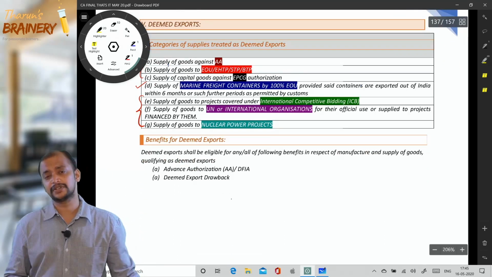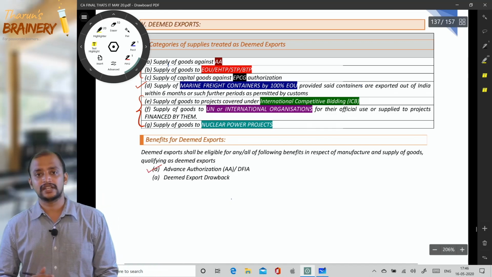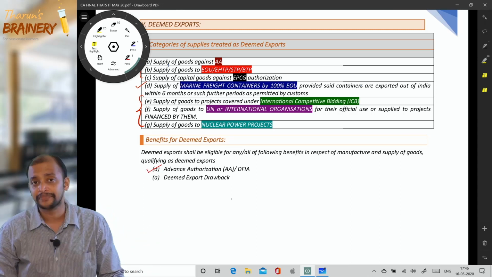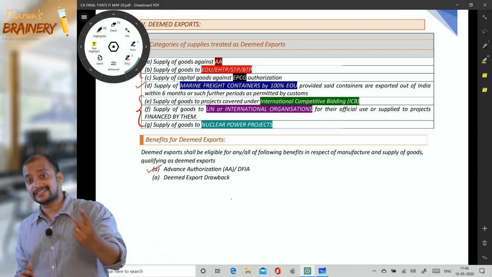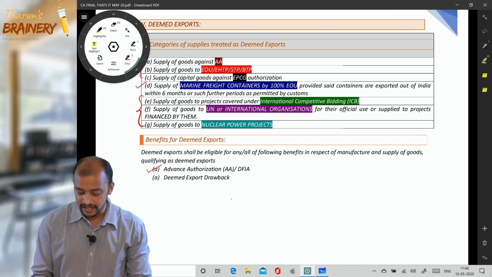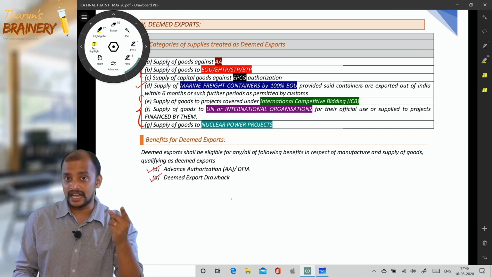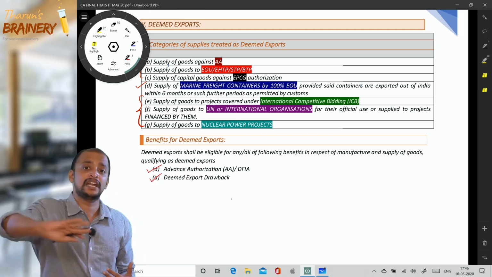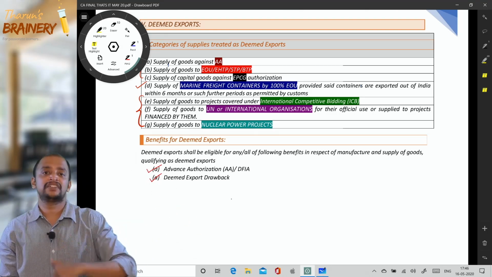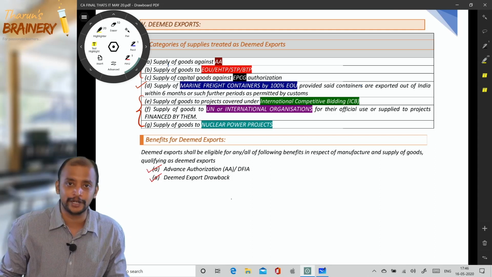What is the benefit in case of deemed export? 2 benefits here. Advance authorization and duty-free import authorization means I am making a deemed export, I can import the material without payment of customs duty. Or I can pay customs duty. When I make a deemed export, I will get a refund of that customs duty paid, that is deemed export drawback. One is duty exemption, another one is duty remission. First, advance authorization: I can import without payment of customs duty and I can give it to the deemed exports, that is, I can supply. Or second, I can pay customs duty on import, and when I am making deemed exports, I will get deemed export drawback, which means a refund of customs duty paid on import.